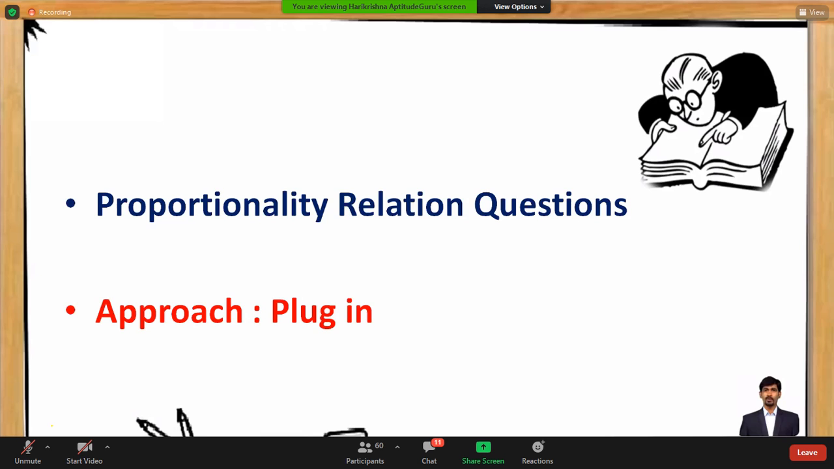Look at the next question which is available on the screen. So we'll try to understand what is the plug-in strategy, the next method, the next model question, using the proportionality relation. Look at the first question which is available on the screen.